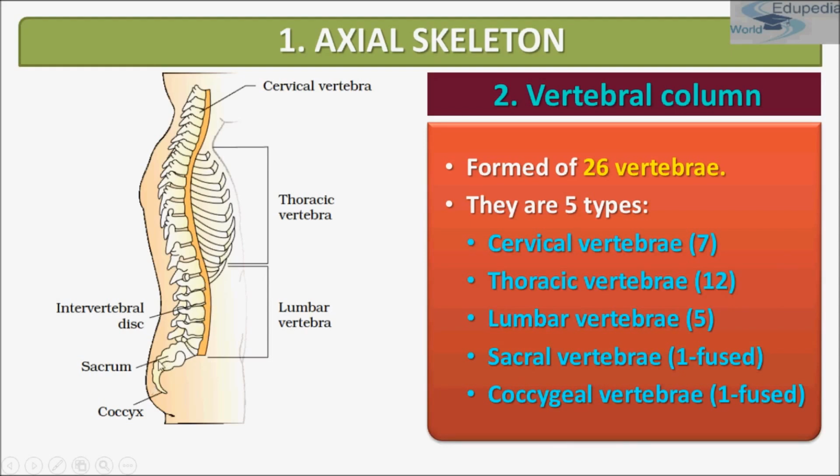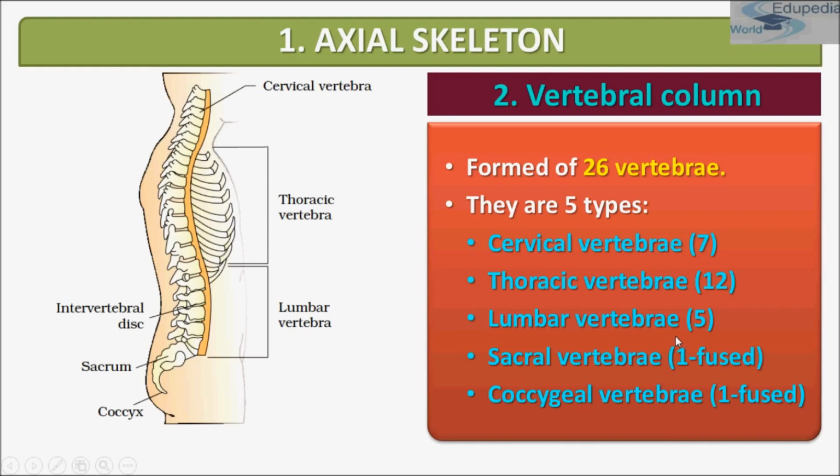And then comes sacral vertebrae. Sacral vertebrae are fused vertebrae, so they are 1 in number. We'll consider it as 1. And 1 is your coccyx bone, that is the tailbone. So this is your tailbone.